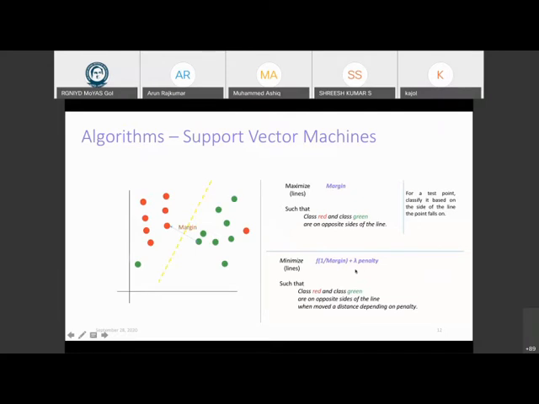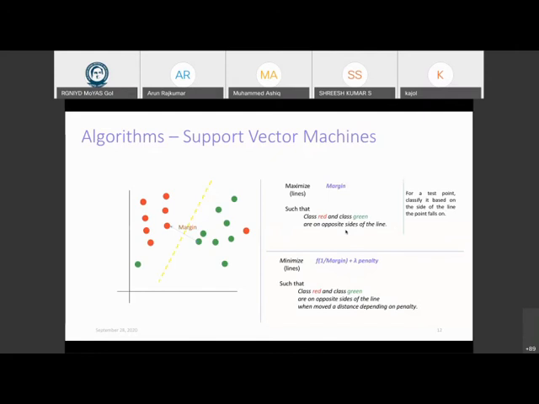Of course, once it pays this, you want the red and green classes to be on opposite sides of the line when moved a distance depending on the penalty. After paying this penalty, everything should look all right. So this is the new problem that we will solve, and this way of looking at the problem seems to be extremely useful in practice. This is a very fundamental algorithm that has performed extremely well in practice. And this algorithm is what is called the support vector machine algorithm.